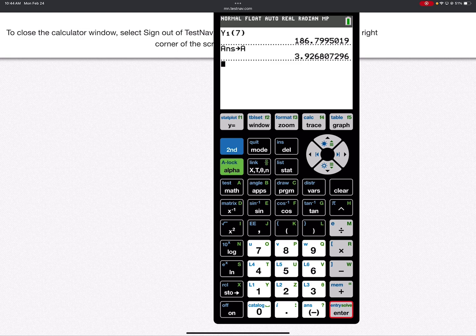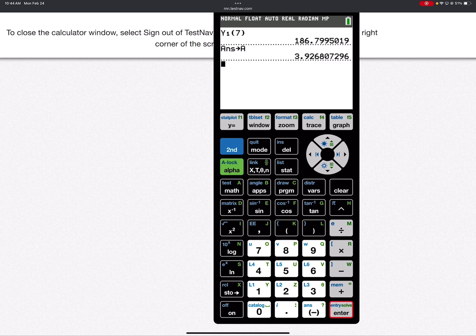This is really important because in Unit 8, you're going to be finding when graphs cross, and you're going to be using this feature all the time. So if you guys need help with that, raise your hand. Did you find the 0? Yeah. So second quit, and then store alpha A. Oh, I'm sorry.